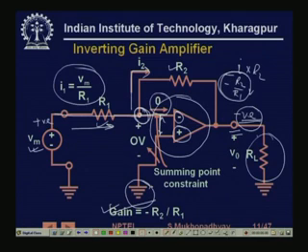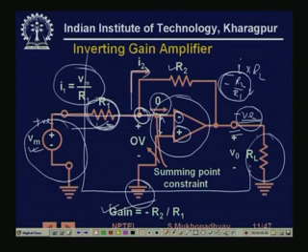The only drawback is that the input impedance seen by the source is this resistance R1. V by R1 is the current flowing into it. So if this resistance is low, then this overall amplifier has a low input impedance, right.